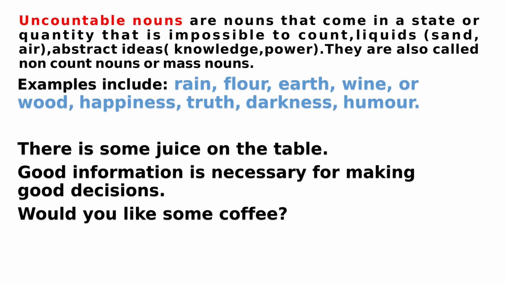Let's consider the following sentences. There is some juice on the table. Juice is an uncountable noun, and we have a determiner, some, in front of it that expresses the quantity. Good information is necessary for making good decisions. Information. Would you like some coffee? Coffee.